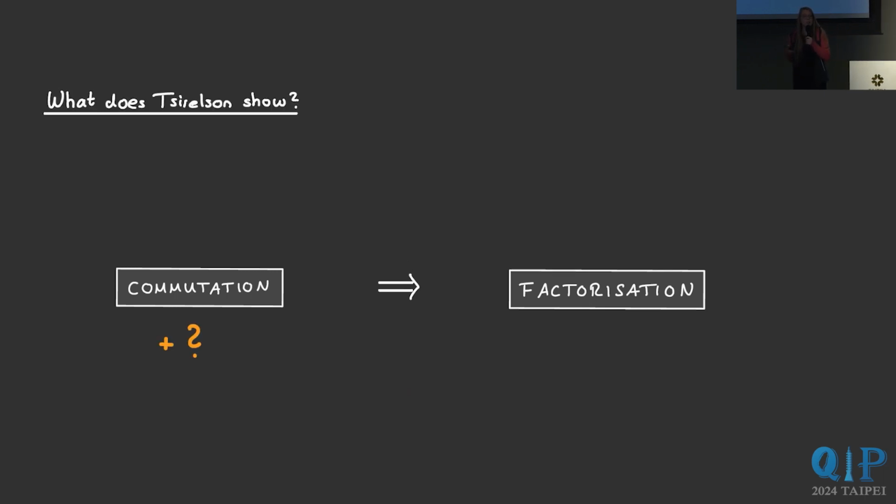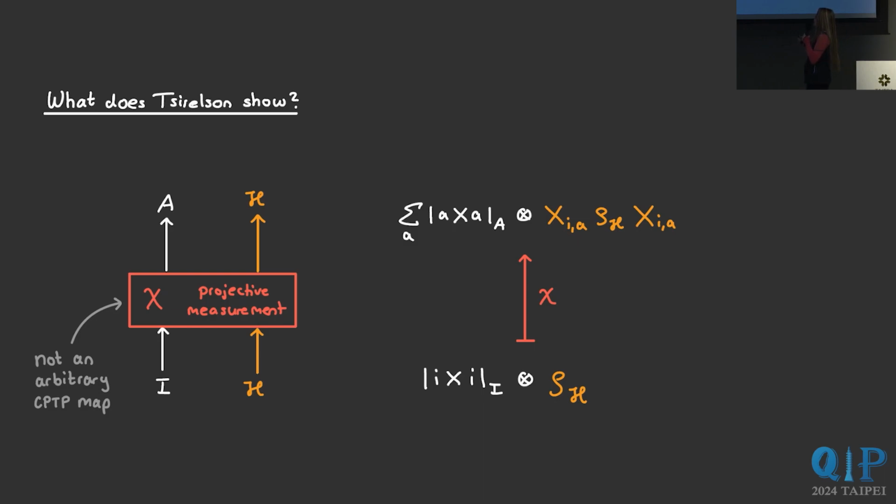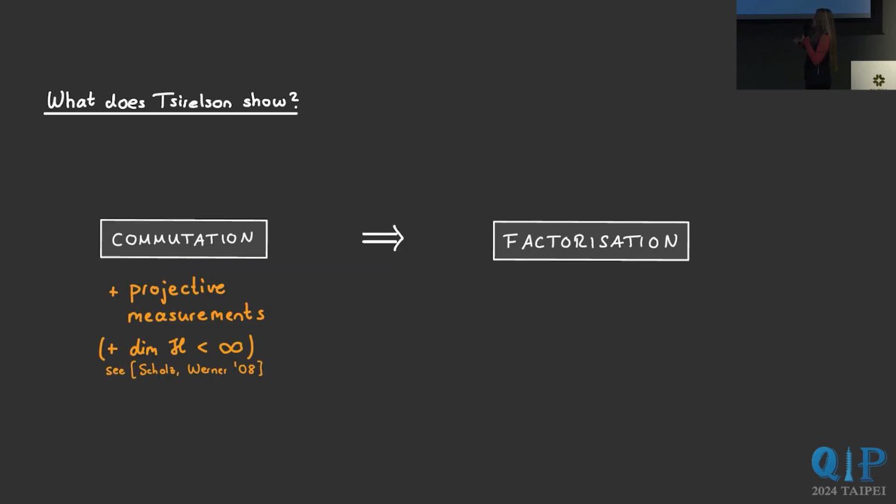So what did Tsirelson actually show? He must have shown something like commutation plus some additional condition implies factorization. And the question is, what is this additional condition? Well, in his description of the problem, Tsirelson didn't allow for arbitrary CP-TP maps. He specifically said it's projective measurements that are happening. So his result is actually that commutation plus projective measurements that describe these maps implies factorization, plus that the Hilbert space has to be finite dimensional, but this part was lifted to some extent by a later work from Scholz and Werner.